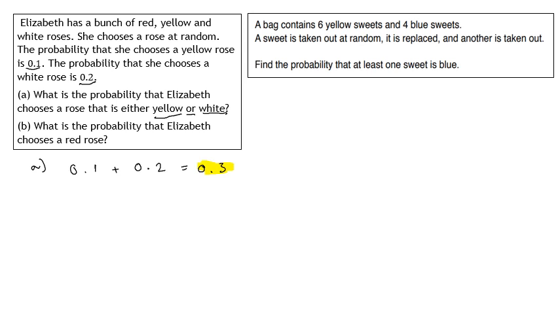For part B, what is the probability she chooses a red rose? So for this, we know that all the probabilities need to add up to 1. All probabilities add up to 1. So it's going to be 1, take away 0.1, take away 0.2, which gives a final answer of 0.7. And that is it for part B.